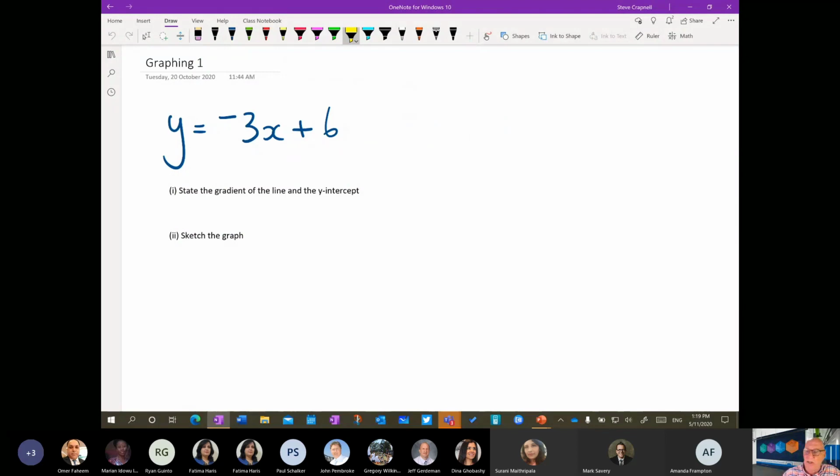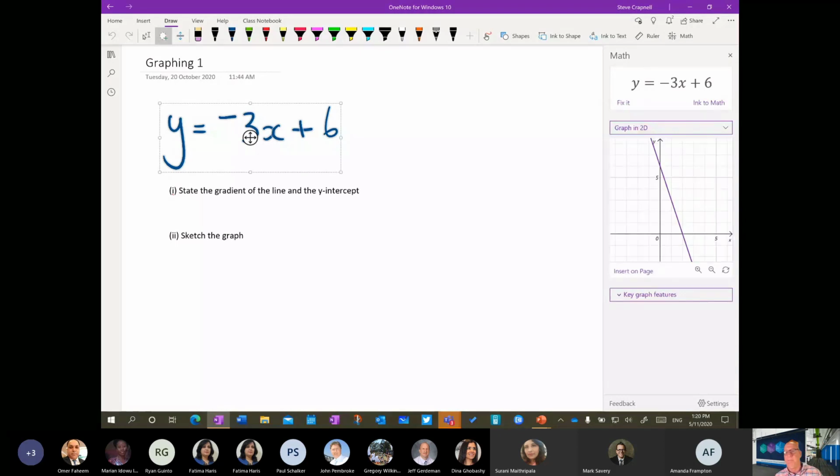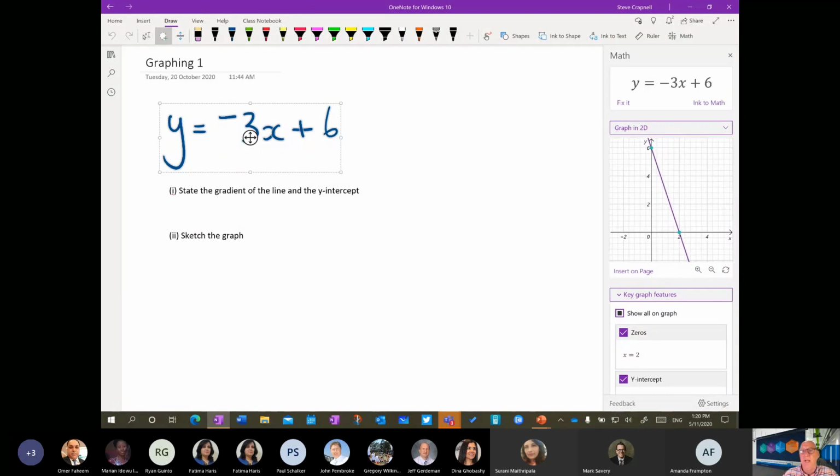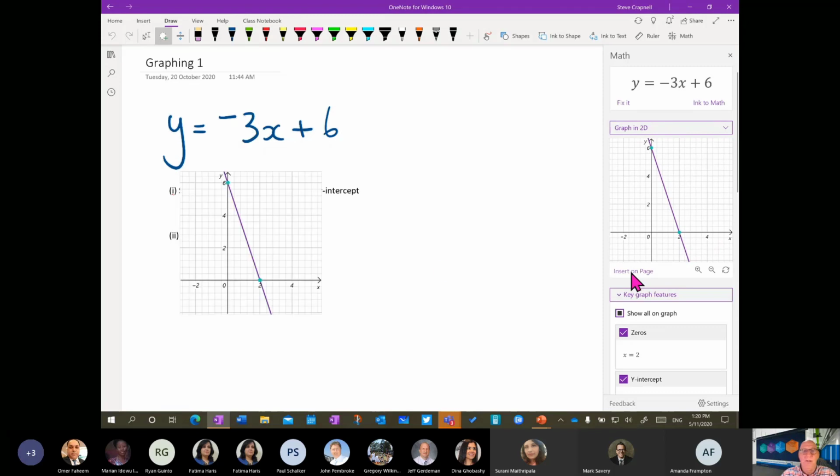Here's a reasonably common question, year 9, year 10 maths. Equation of a linear function, state the gradient of the line and the y-intercept, sketch the graph. Cool. So the students made their attempt, lasso the equation, come over to maths, and we're going to graph it. Boom. Great. Now, some key features I want to see are the zeros and the y-intercept. I'm just going to make that a little bit larger. I can pinch and zoom that. So I've put that on the page.